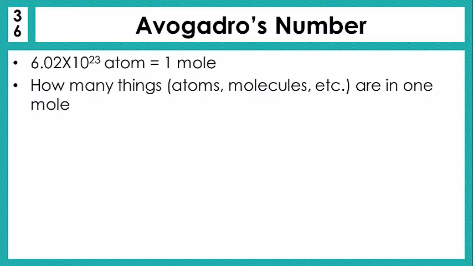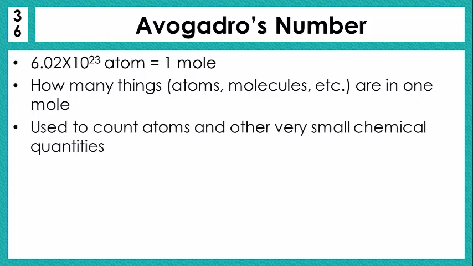Kind of like how there's always 12 things in a dozen. I don't care what it's a dozen of, it's always 12. So for a mole, I don't care what it's a mole of, it's always 6.02 times 10 to the 23rd. We use this to count atoms and other very, very small chemical quantities. So we count atoms using moles, kind of like how we count eggs using dozens.